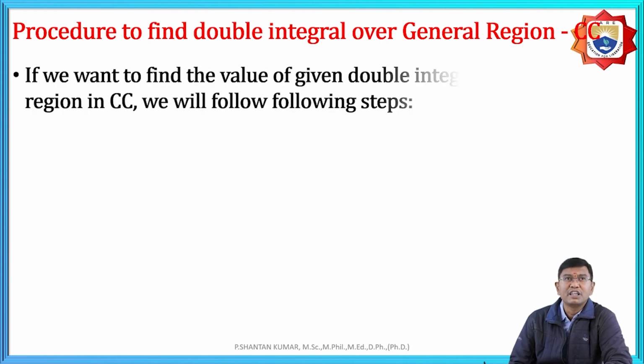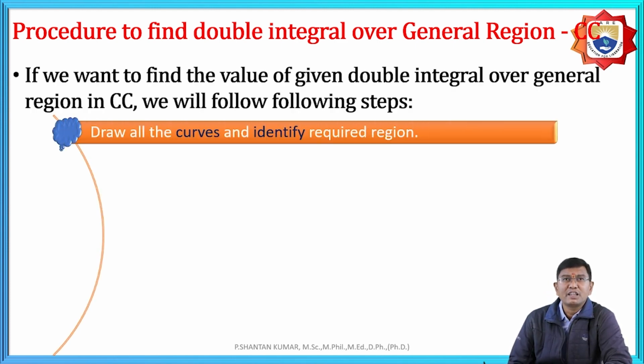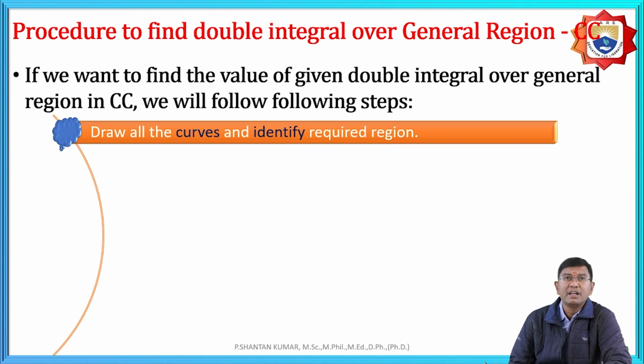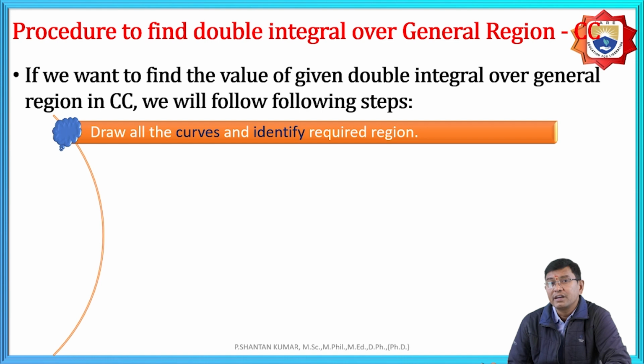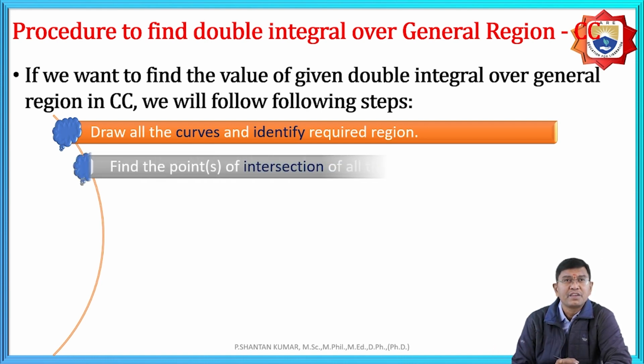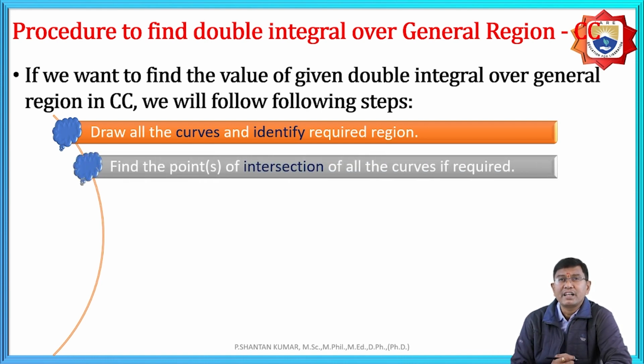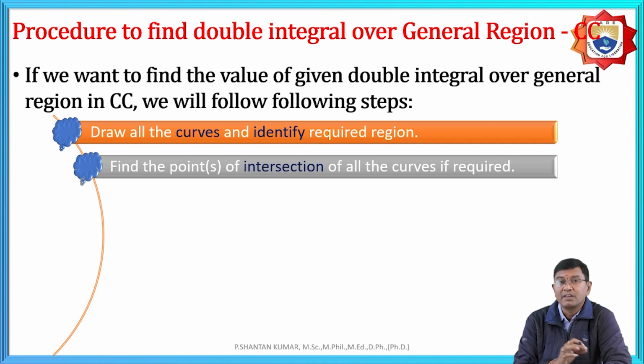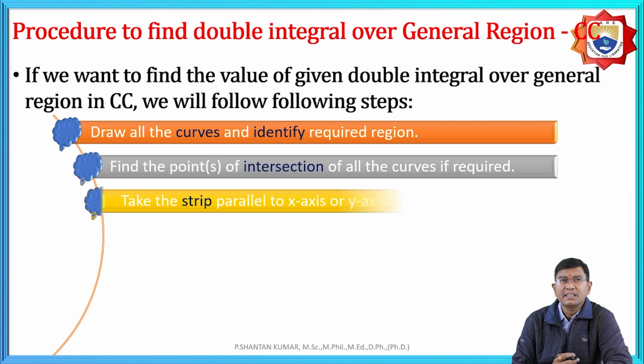For example, parallel to the x-axis. First, draw all the curves and identify the required region. That means whenever the equations are given, we need to draw the curves, then identify where the region is bounded. Second, find the points of intersection of all the curves if required. That means after drawing the diagram, we need to identify the bounded region, that is, the particular points of the given equations. Next, take the strip parallel to x-axis or y-axis.